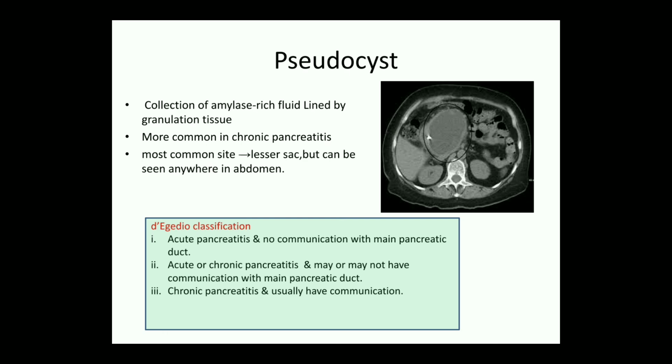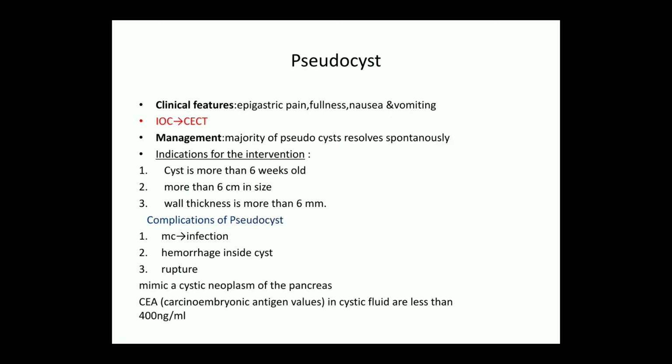So in case of pseudocyst, we have a classification called D'Egidio classification. Basically in D'Egidio classification, there are types 1, 2, and 3. The first type corresponds to pseudocyst happening in acute pancreatitis, and there is no communication with the main pancreatic duct. The second can be in acute on chronic pancreatitis, and it may or may not have communication with the main pancreatic duct. And the third type is for chronic pancreatitis and usually has communication.